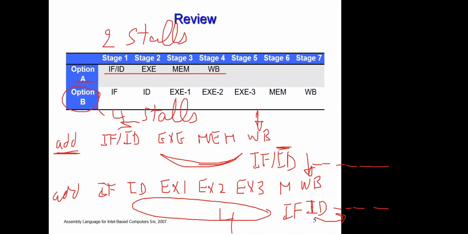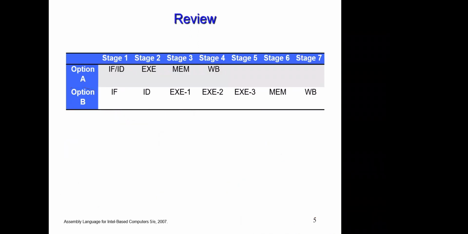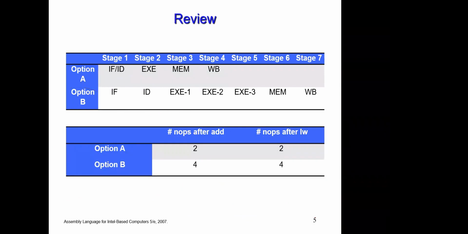How about the load word? It's exactly the same, because the load word also will have the data at the write back, and you will get exactly the same thing, so it will also be 2 and 4, as you can see from this table. So what I showed just earlier, I went through step by step, so I am sure that you do understand how we got these values.